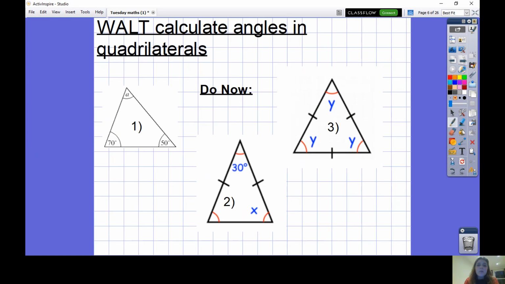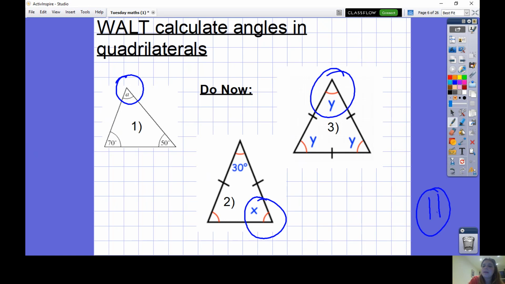You need to write the date and WALT on your piece of paper and then have a go at these 3 triangle questions from what we've been doing earlier in the week. There's one equilateral, one scalene and one isosceles triangle, and in each of them you are looking to find the missing angles. Please, can you pause the video now and find those 3 missing angles for me?